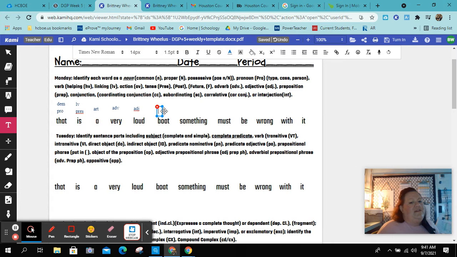Boat. What part of speech is the word boat? Tony. A noun. Is it common or proper? It's what? Common. Little n. Okay. Something. What part of speech is the word something? Anybody know? It's on your handout. We don't really know who something is or what something is. Jacob. Noun. Not a noun. Pronoun. Okay, but we need to be specific in the type of pronoun that it is.